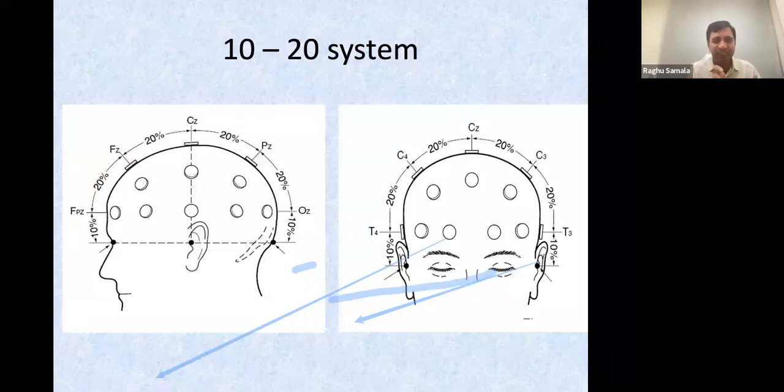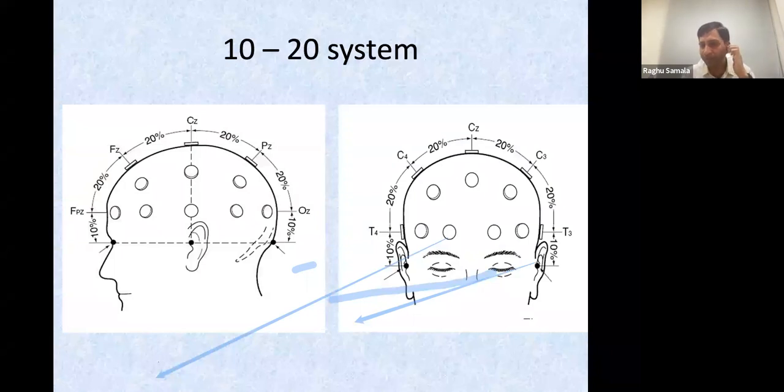If you see the distance between the electrodes, any electrodes, it is constant. So in the 10-20 system, from the landmark, the first electrode is placed at 10% of the total distance. From that point, everything remaining is 20%, 20, 20, 20, and 10. And the same applies in the coronal plane also.